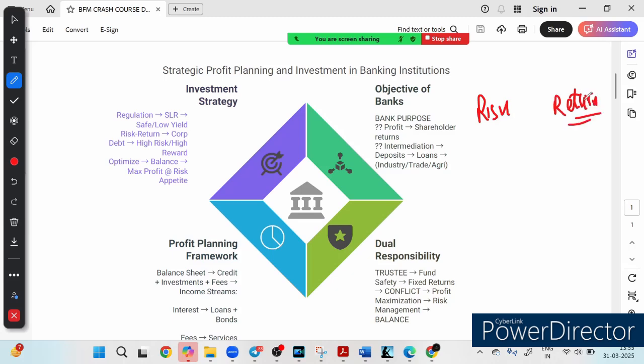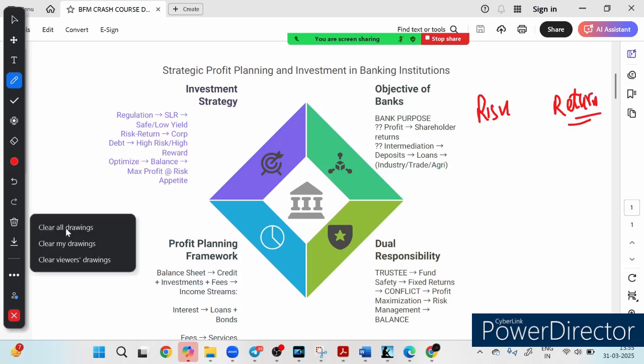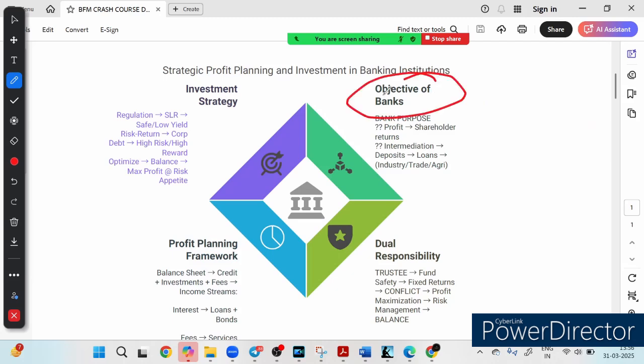First of all, let's look at this particular diagram. On one side, let's look at the objective of the bank. At the heart of banking lies a key mission: profit generation. Yes, profit generation is the key mission of banking.